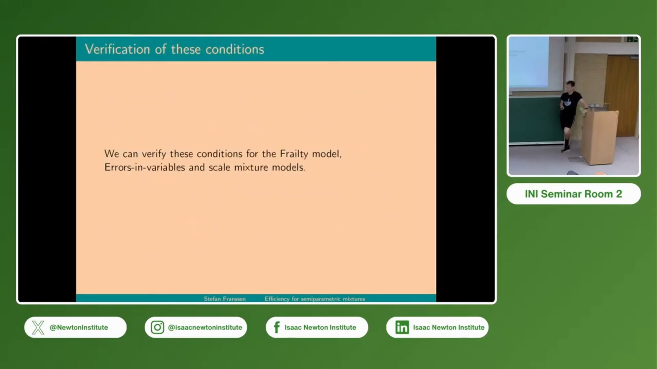These conditions are basically verified for three examples: the frailty model, errors in variables, and the scale mixture models. Scale mixtures is the idea that I have a symmetric density, and it has some center point, and I want to estimate the center point as efficiently as possible.